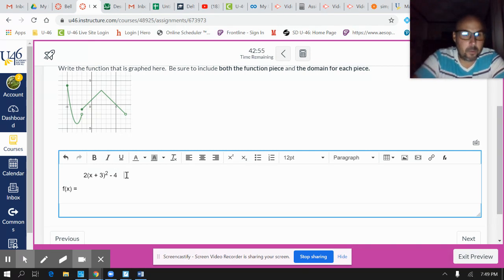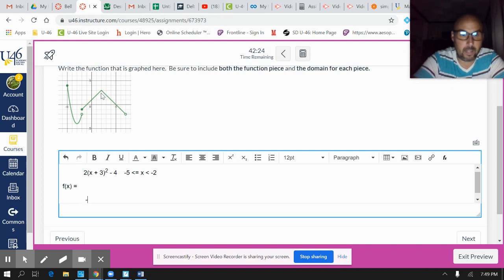Well, this parabola only exists between negative 5, including negative 5, and negative 2, but excluding negative 2. So negative 5 is less than or equal to x, which is the same thing as saying x is greater than or equal to negative 5, but x also has to be less than negative 2, not less than or equal to. That's that piece.